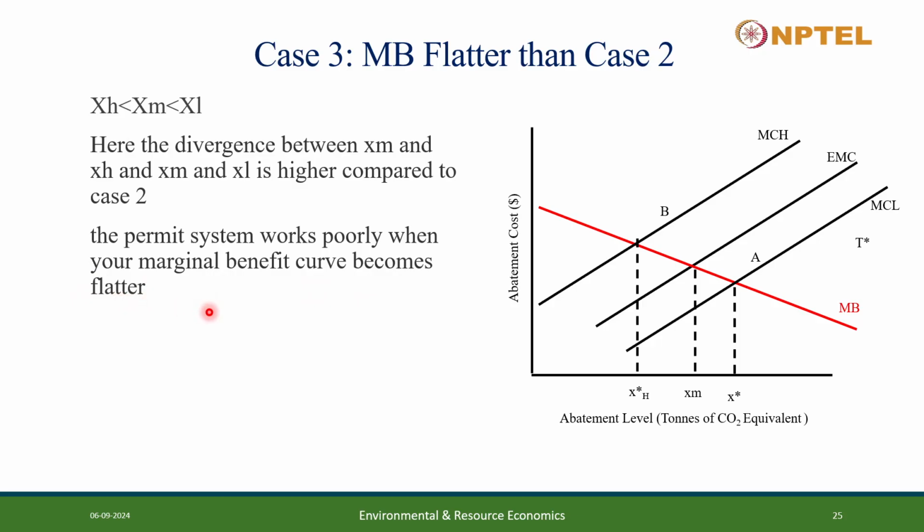So both the emission tax system and permit system works in opposite. So when our MB curve is flat, then the emission tax system is better, and when the MB curve is downward sloping and steep, then we can say that the tradable pollution permit system works better. In the case when MC is uncertain, so marginal cost is not known by the policymakers. So if you have any question till now, then you can ask me.